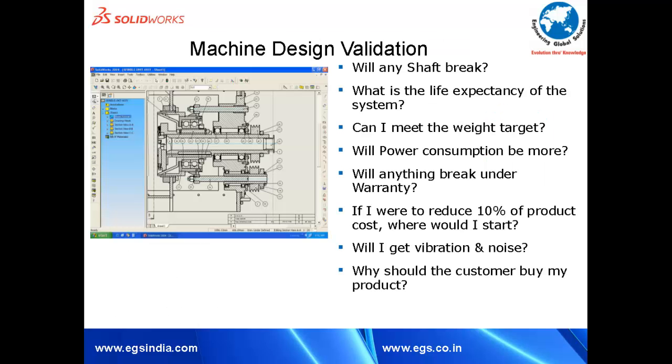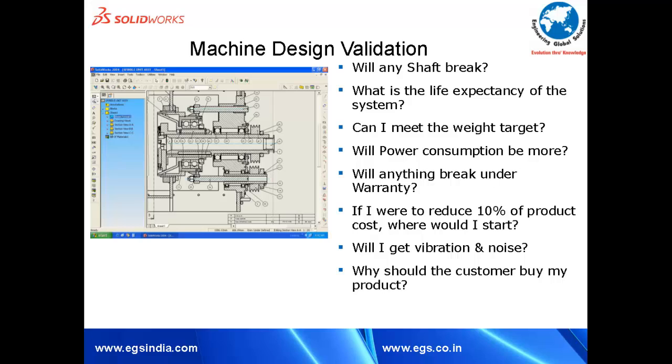Let's look at some examples. Here is a machine design drawing. Machine design validation is very important, as we can see from the questions that we ask ourselves. This drawing that is shown over here from SolidWorks needs design validation before it is released out. Will the shaft break? Or any shaft break in this assembly? What is the life expectancy of this system?